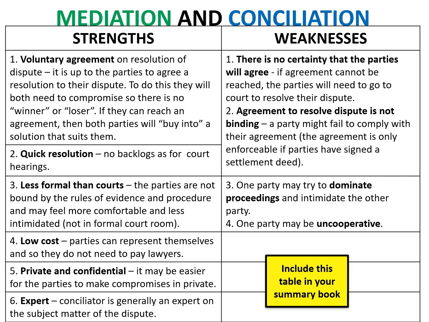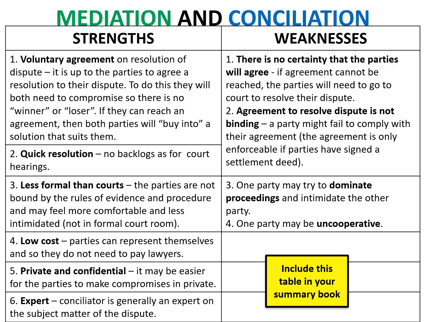Provided Jeremy and Jacinta have signed a settlement deed, then, if Jacinta failed to pay the $8,000, Jeremy could sue Jacinta in court for breaching their settlement deed, and the court would order Jacinta to pay the $8,000 to Jeremy. It's very sensible and usual practice for parties who reach an agreement in a mediation or conciliation to sign a settlement deed that sets out the way in which they've agreed to resolve their dispute.